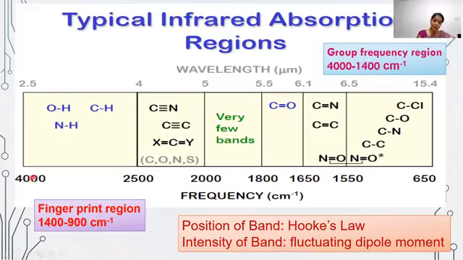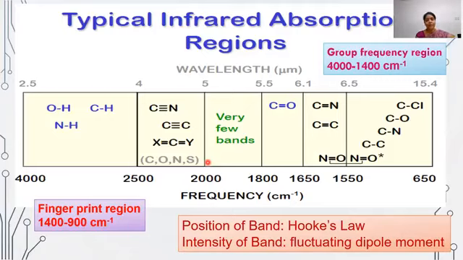In between 4000 centimeter inverse to 2500 centimeter inverse, OH stretching, CH stretching, and NH stretching, these three functional groups with stretching vibration show absorption in this region. Within 2500 to 2000 centimeter inverse, C triple bond N, nitrile, C triple bond C, or any other unsaturated molecule with a heteroatom may show a band. In between 2000 to 1800 centimeter inverse, very few bands are observed, which are not characteristic of a particular group.